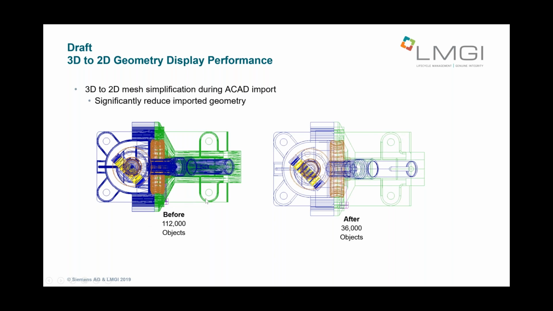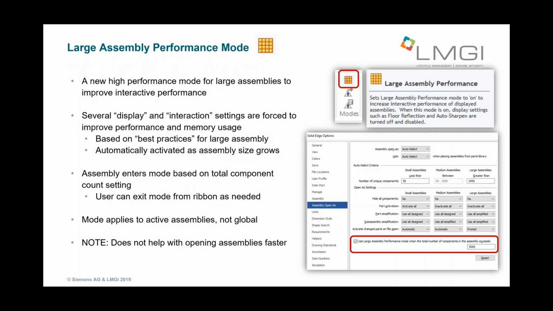And we can simplify the sketch with a sketch command that can siphon this down to 36,000 objects, making it much more nimble and usable on your system. They've done some improvements in speed for large assemblies as well.